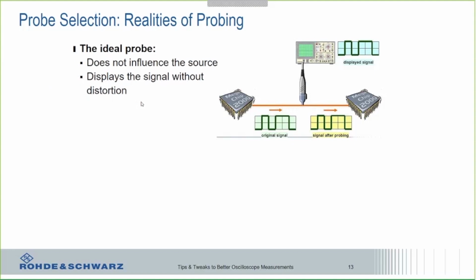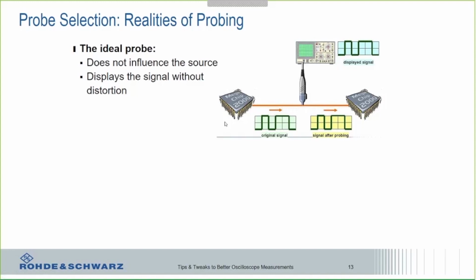In an ideal world, you would have something that looks like the right-hand side. You have your transmitter, you have your receiver, or whatever signal you are probing there. Within that, you have an original signal that looks perfect, a nice square wave. You come down with the probe, and after the probe, the signal looks identical. So what is being received at the chip down the line has no impact, and what you see on the display of the scope looks identical to what you're probing on your device under test. Unfortunately, there is no ideal probe.